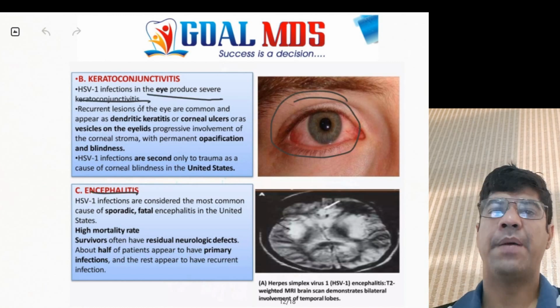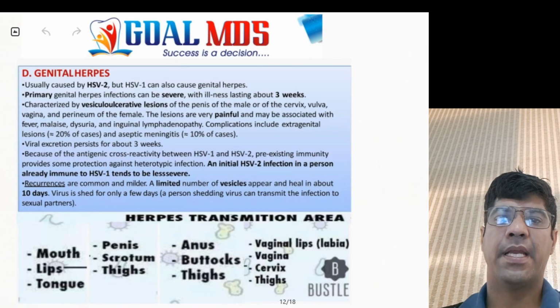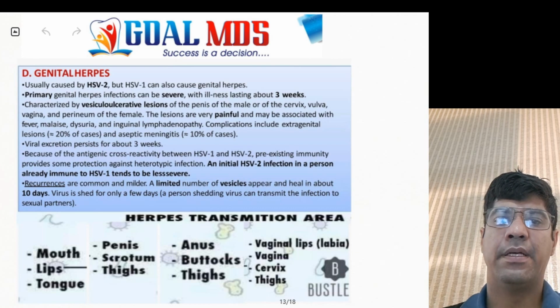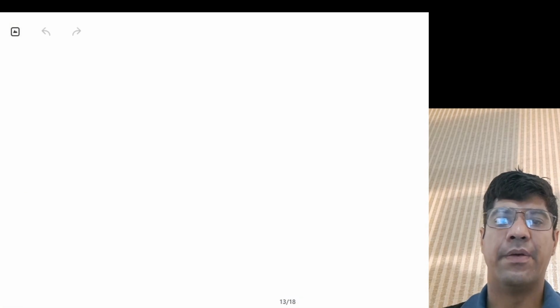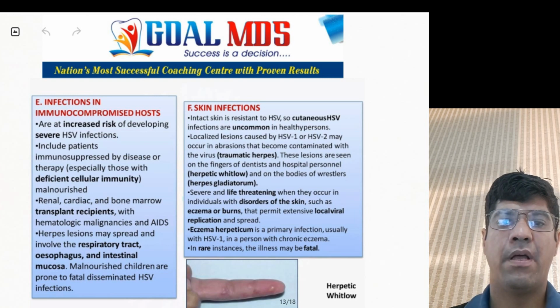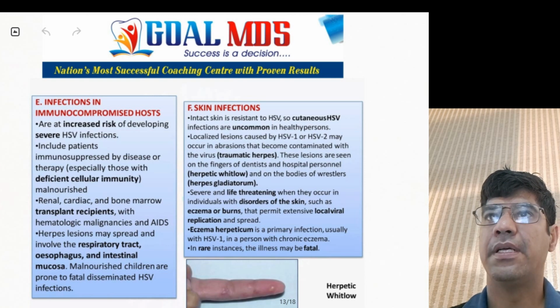Recurrent herpes infection can occur when the virus enters the nearby area supplied by the same nerve ganglion. It often recurs at the vermilion border of the lip, termed herpes labialis or cold sore.